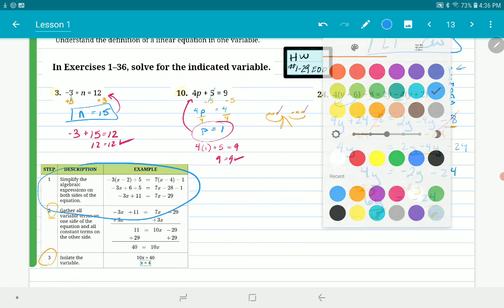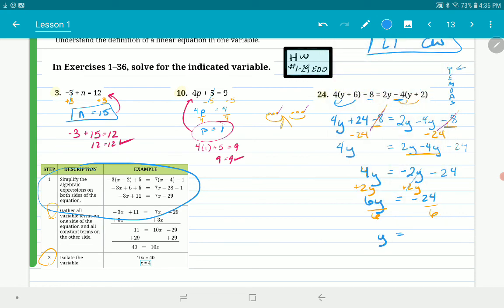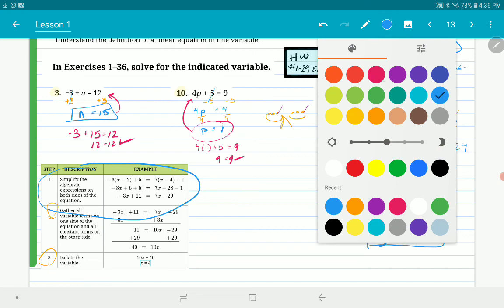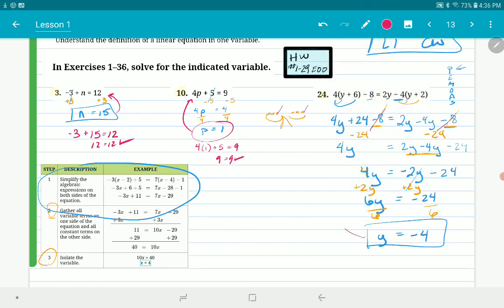So I get y equals negative 4. So that's my final answer, but I'd like to check it just to make sure I didn't make any mistakes. So get that y as negative 4 and substitute in for y there. And that gives me 4 times y plus 6, that's negative 4 plus 6, minus 8 equals 2 times y, which is negative 4, or 2 times negative 4, minus 4 times y plus 2, which is negative 4 plus 2.